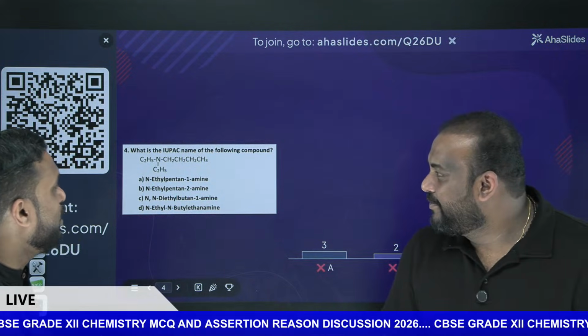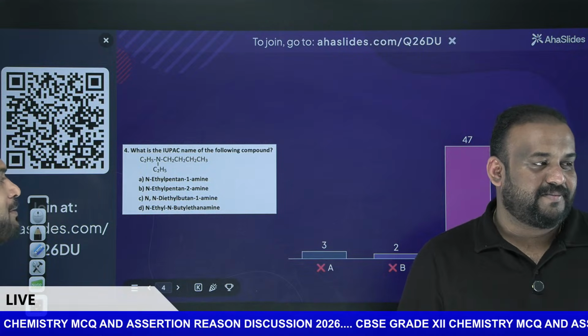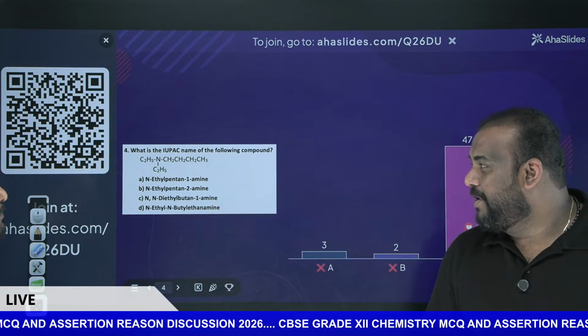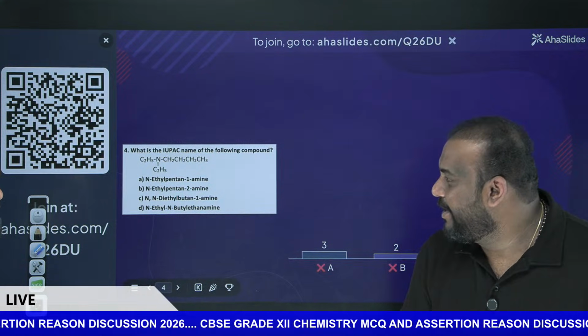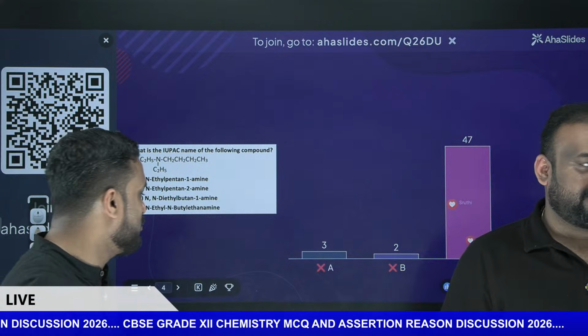You know that here, the longest chain has 4 carbon, right? So it is butanamine. Yes, butanamine will be N,N-diethyl. Okay, there is no confusion in that one.